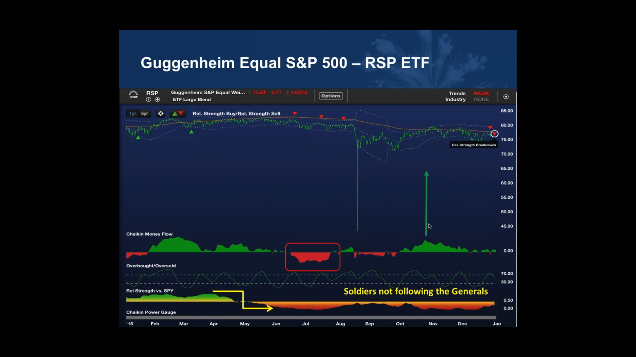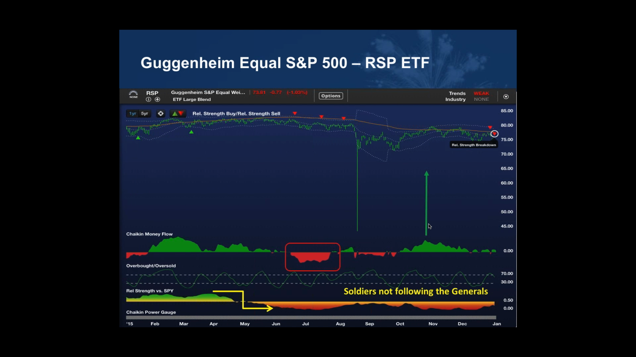Now here's the secret sauce that I was promising you. This is so powerful, and you can only get this at Chaikin because of the way we compute relative strength. Guggenheim pioneered what's known as an equal weighted S&P. As most of you know, the S&P is capitalization weighted.